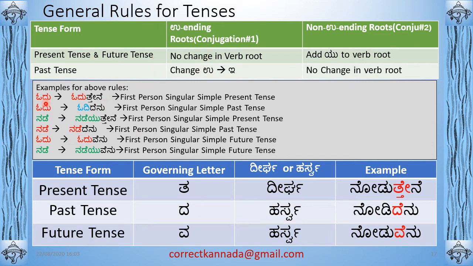Okay? Odu is to read. It's u ending, so odutteni. Straight away, the odu is used as it is, and you have the png suffix which contains the participle suffix also, right? Past tense for this: odu, past tense will be odidenu. So this odu has become odi. That's what I meant. Nade, it's non-u ending, right? Nadeyuttene, present tense, therefore I added u. I take the nade and add u. Nadeyuttene. Nade, non-u ending, past tense I want. I use the nade as it is and just add the suffix, nadedenu, right?